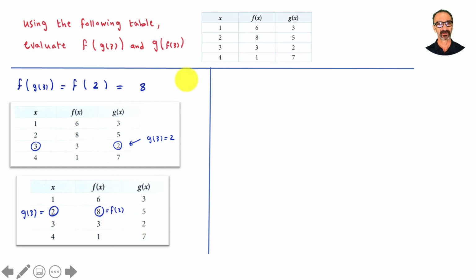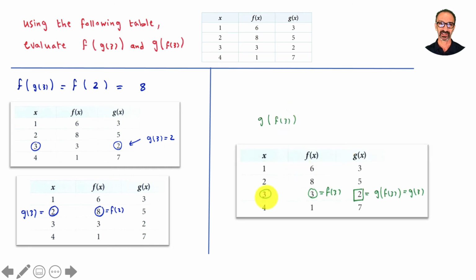Let's look at the other way around, which is g of f of 3. Now we need to look at 3 as my input. 3 as an input. Apply f. I will be at 3 still. f of 3 is 3. That's my input now. I need to apply g. So from 3 I go to 2 under g, and that should do it. Okay?